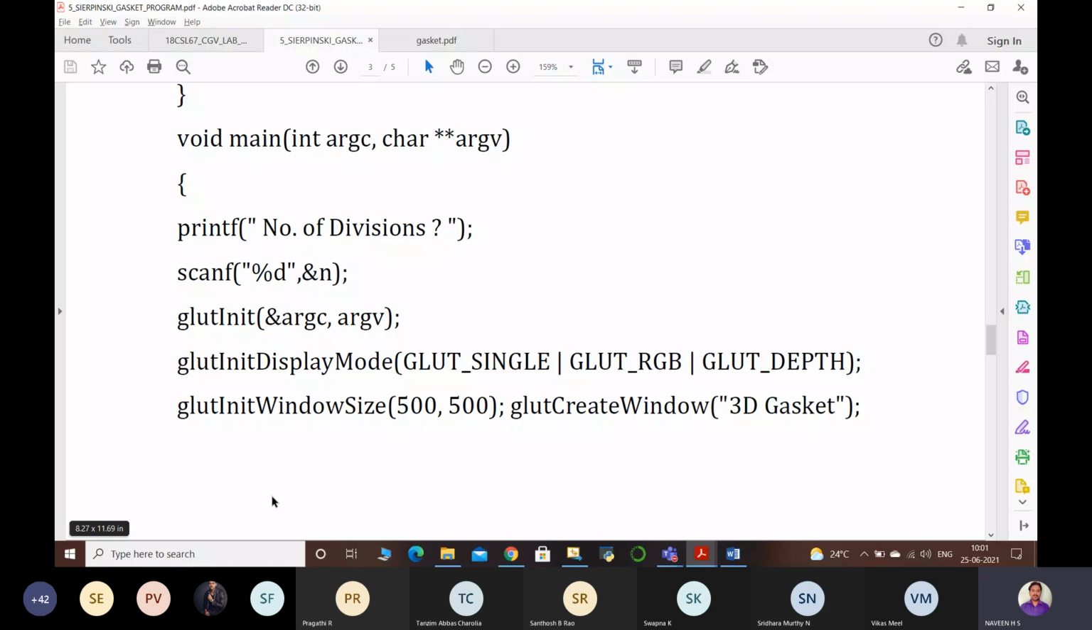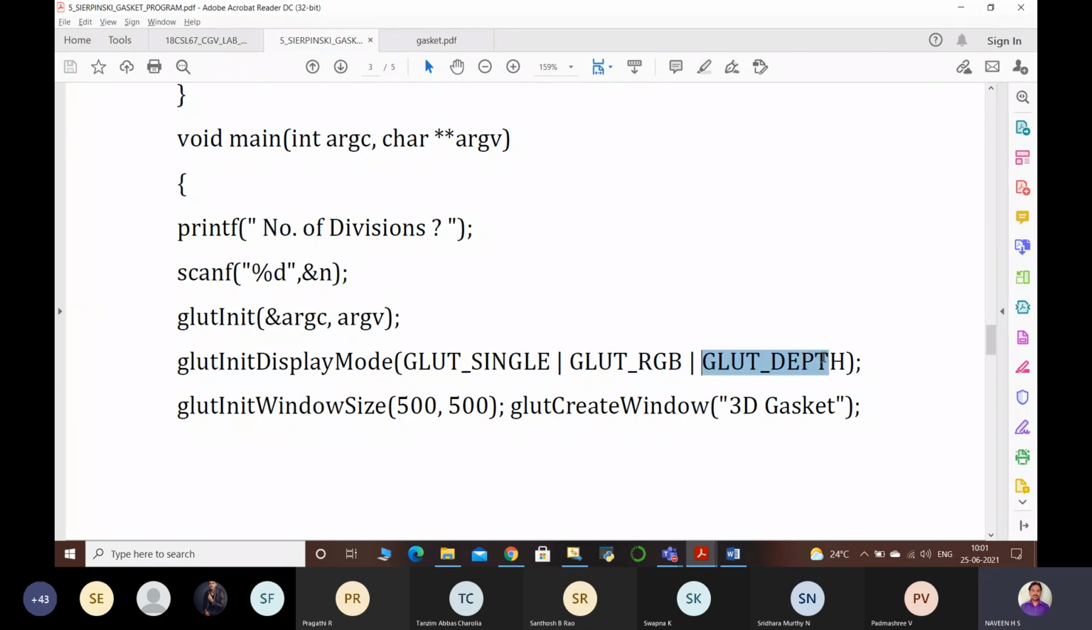And we have one more, glutInitDisplayMode. In the previous program also we had it, but we had restricted it only to this: GLUT_SINGLE and GLUT_RGB. Nothing but a single frame buffer, in which I save all my RGB color values. These are the two constants I used in my previous program.